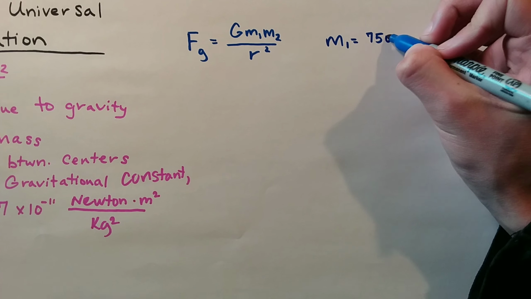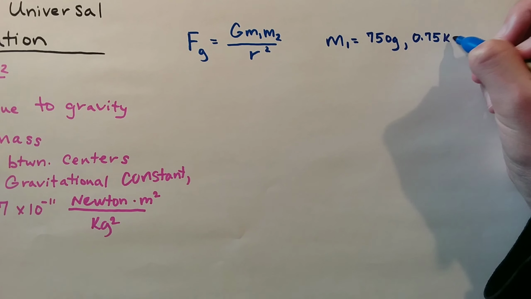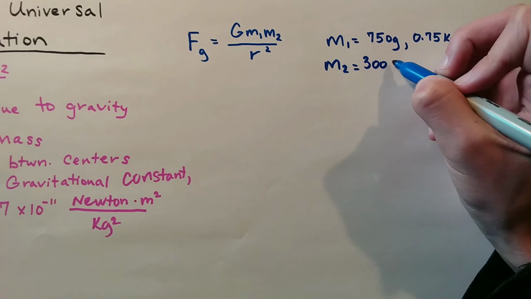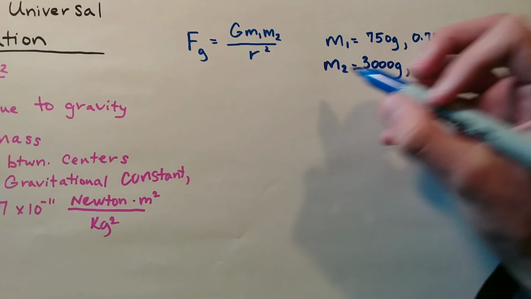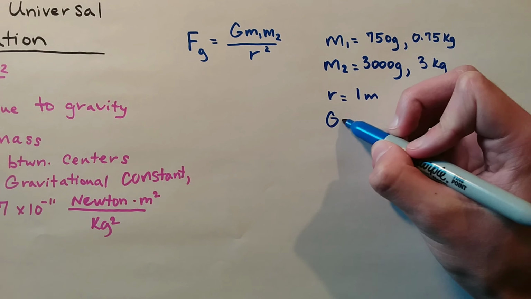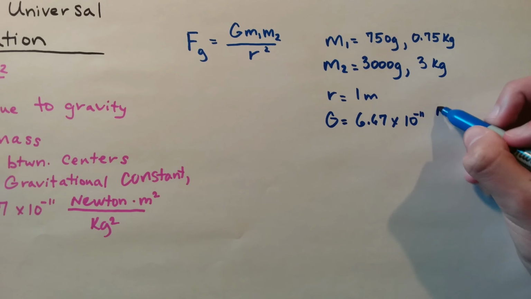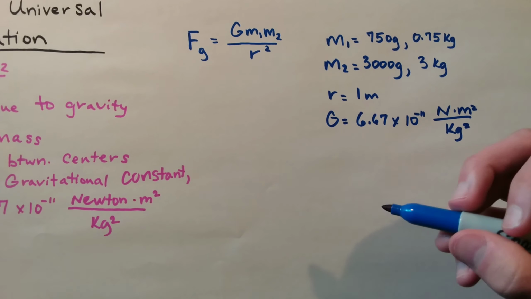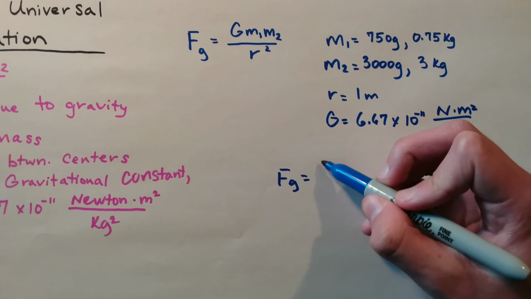Well, we're given the two masses, 750 grams and 3,000 grams. However, convert them to kilograms for the use of this equation. We're also given the distance between the centers, which is 1 meter, and we already know g. So, we can just plug those into our equation.